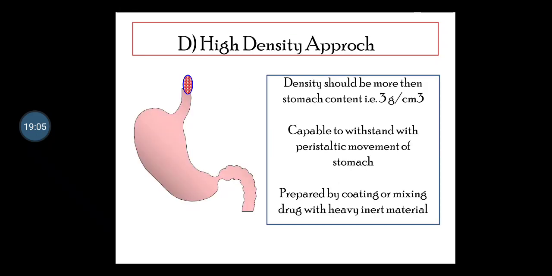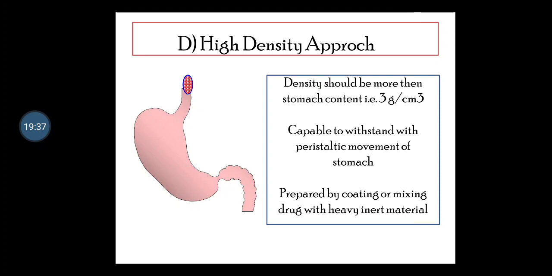These are the high density approaches you can use here. With the help of a system with a density of about 3 gram per centimeter cube, the dosage form is retained in the range of the stomach and is capable of withstanding its peristaltic movement. There is a threshold density limit, 2.6 to 2.8 gram per centimeter cube, to retain a system in the lower part of the stomach.